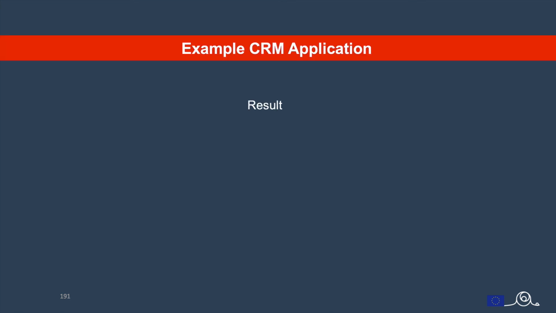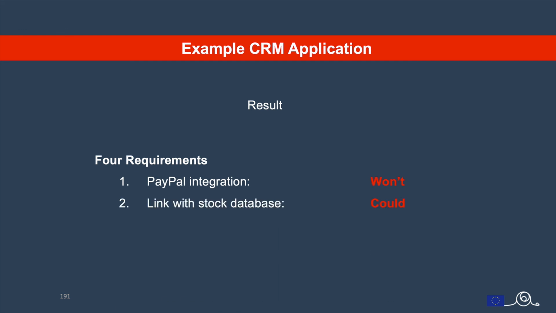Okay, so a quick summary of all of this. The result is we have 4 requirements. PayPal integration, we won't have, very low priority. Link with the stock database, we could have because we have a return on investment of 4 months, but we can wait for this for now. Homepage chat feature, that's a good idea because it'll help with 30 to 50% of sales. So it's a very, very good idea. We should do that. And user authentication, it's a must-have. That's definitely something we should do. Otherwise, our users will not be able to use the application in the way that we want to.